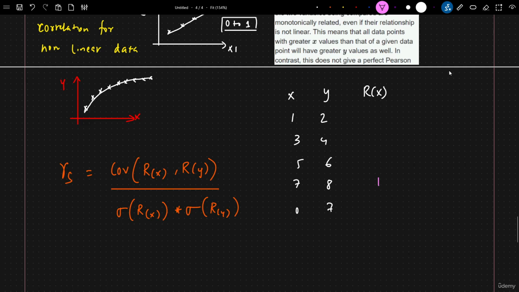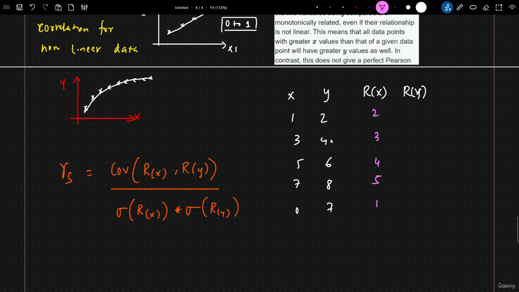Or let me do it this way. Which is the smallest number over here? 0. So this will be given the rank of 1, the lowest value. Then you have 1, which will be given the rank of 2. This will be given the rank of 3, this the rank of 4, and this the rank of 5. Now here we are going to consider the rank, and based on that, we are going to sort the numbers.